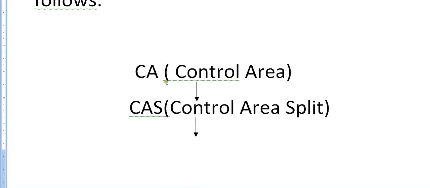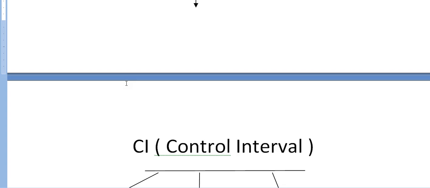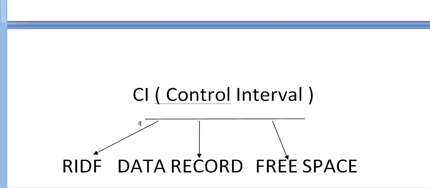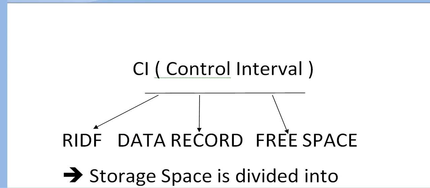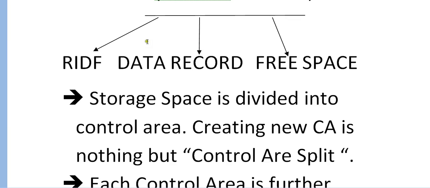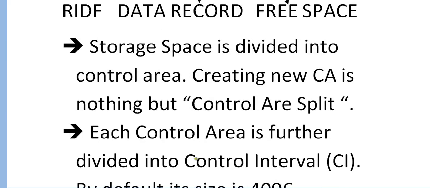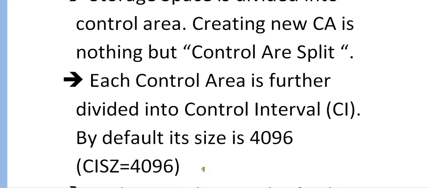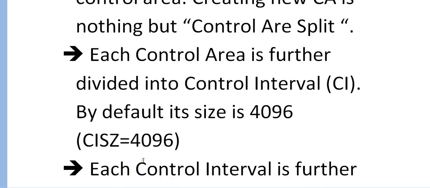Now you can understand control area, control area splits, control interval, and control interval is further divided into RIDF, data record and free space. So storage space is divided into control areas. Creating a new control area is nothing but a control area split. Each control area is further divided into control intervals. By default the control interval size is 4096.